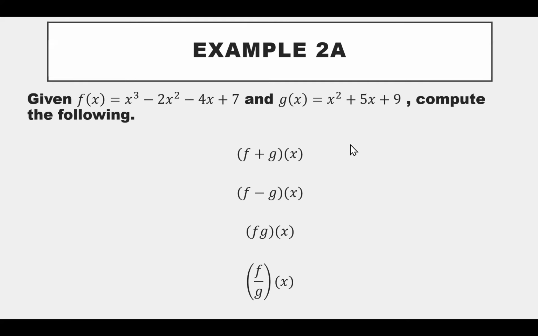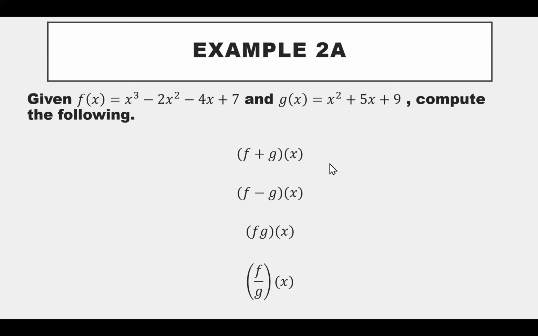Let's take a look at example 2a. We have a cubic polynomial for f and a quadratic polynomial for my output of g. And let's compute the following. When I add, I'll probably combine like terms. When I subtract, I'll combine like terms. If I multiply, that's going to be a big multiplication process, so I'm just going to not simplify when I do the multiplication. I think when I divide, I won't simplify either.